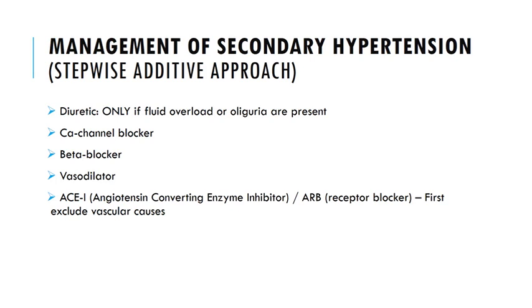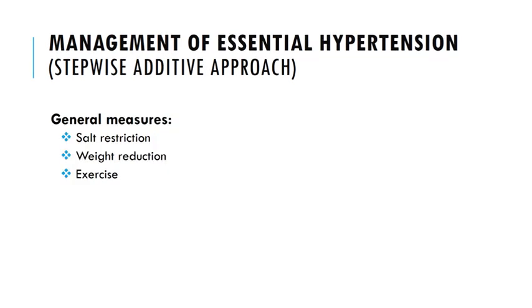You will start with the dose. If you've reached a maximum dose and you know the patient's compliant and taking the medication correctly, you can add a beta blocker. If that doesn't work, add a vasodilator. Your ACE inhibitors or angiotensin receptor blockers are generally not your first line medication. You must exclude vascular causes first before you can consider these medications.